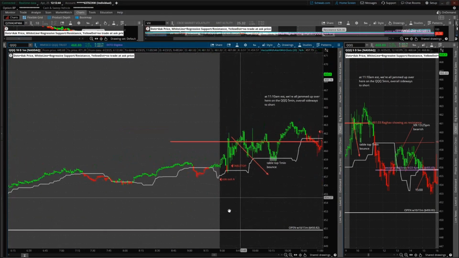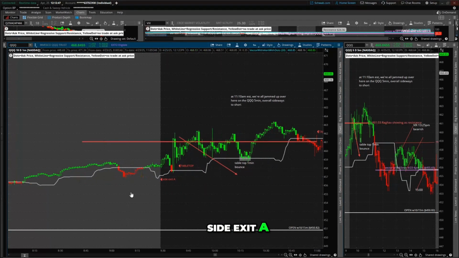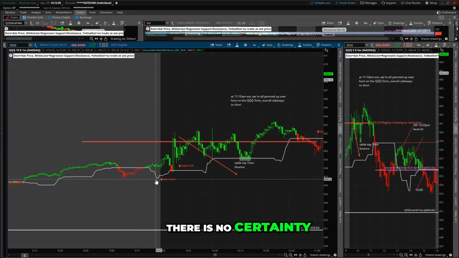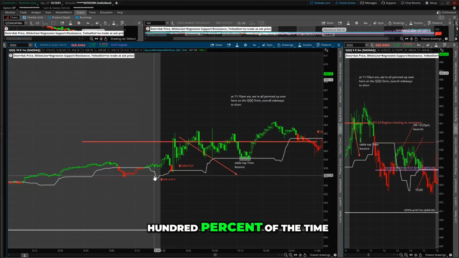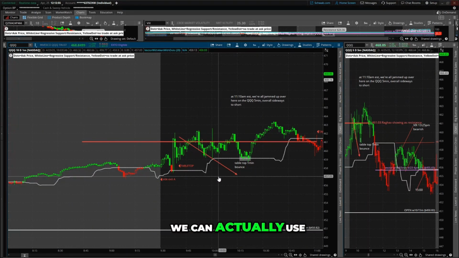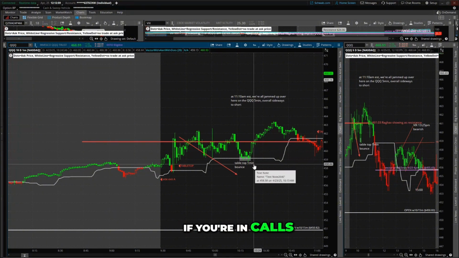Okay, first one is the side exit A. I'm going to repeat again, there is no certainty that these work 100% of the time. And if they do not work, we can actually use them to reverse to the downside. For example, if you're in calls and you see a tabletop A or B failing, that means it's time to actually look for puts. Okay, as simple as that. I'm talking about the underlying right here because I'm using QQQ 1 minute.